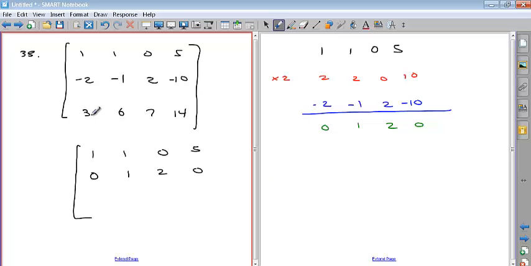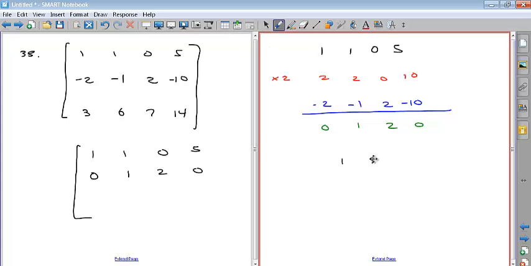Okay, the second part is we want to get 0 here. We can't get both of these 0 unless something magical happens. So I have to take 2 steps to do that. So again, you start with the first row. 1, 1, 0, 5. So we want to make this 0. So this is 1. So if we multiply it by -3 and add them, we'll get 0.